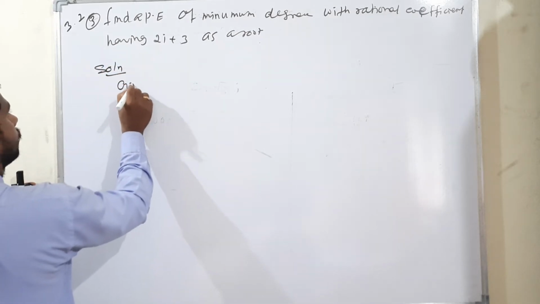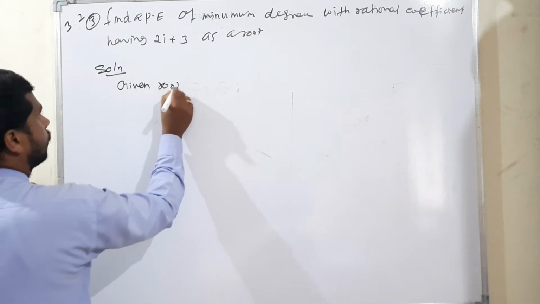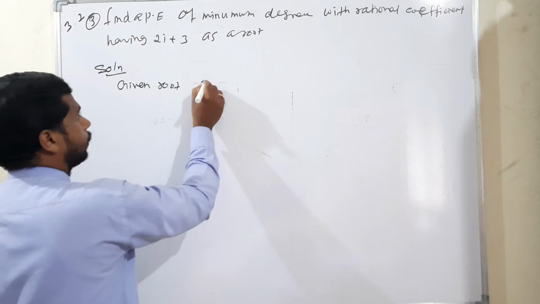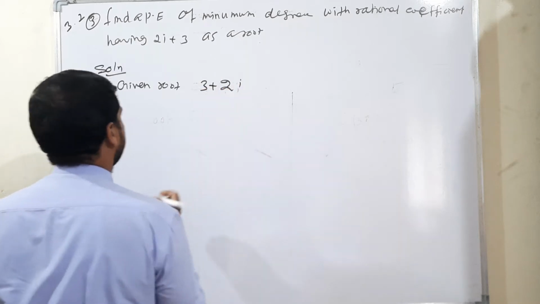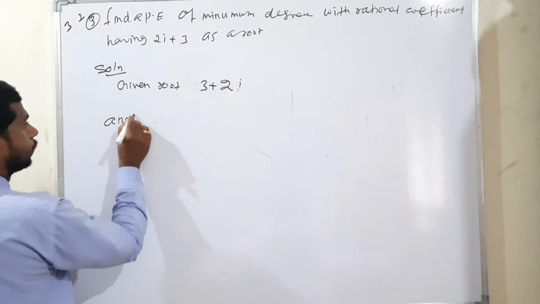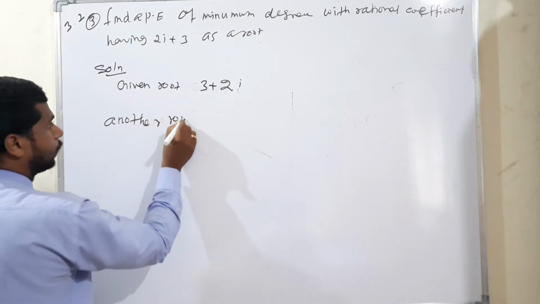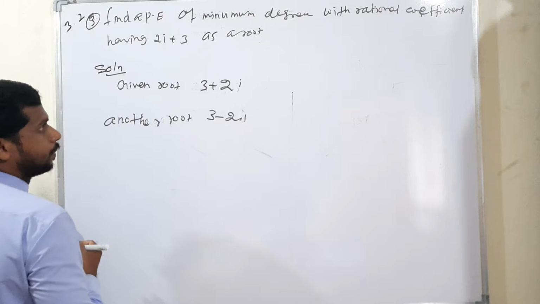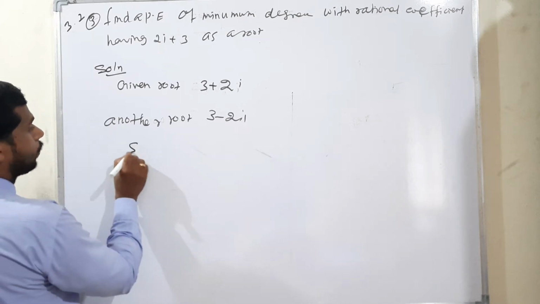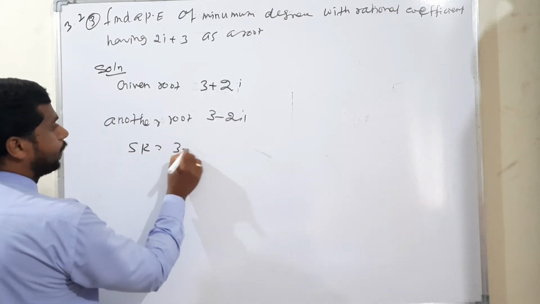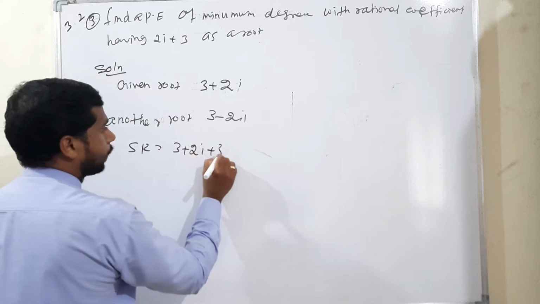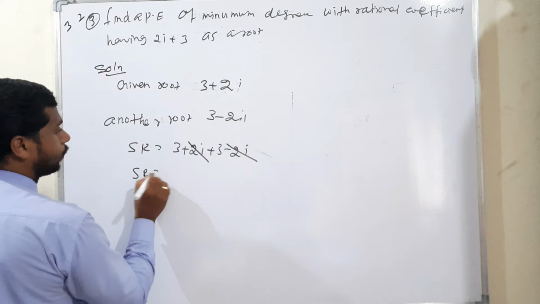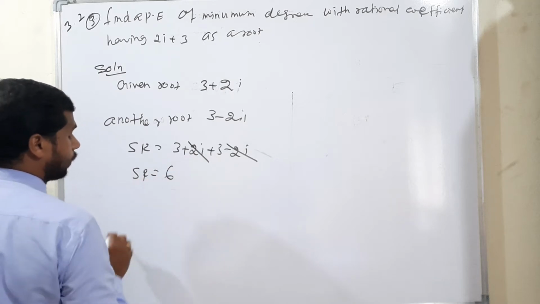Okay. So solution: the given root. Always you have to write it starting with the real part, second the imaginary part. So 3 plus 2i. Therefore the other root is 3 minus 2i. Now this is the a plus b into a minus b form, isn't it? First we have to find the sum of the roots. The sum of the roots means 3 plus 2i plus 3 minus 2i. So plus 2i and minus 2i cancel. Therefore the sum of roots is 3 plus 3, which is 6.